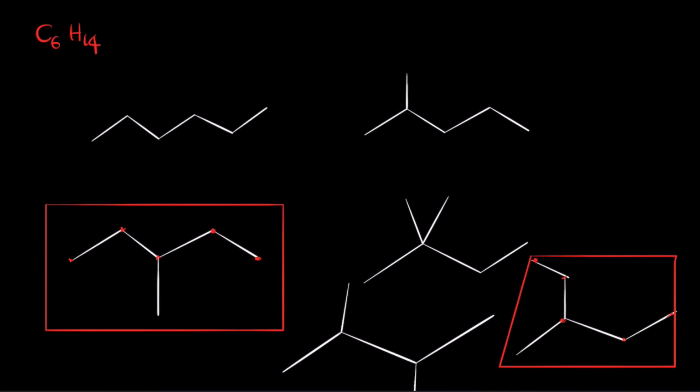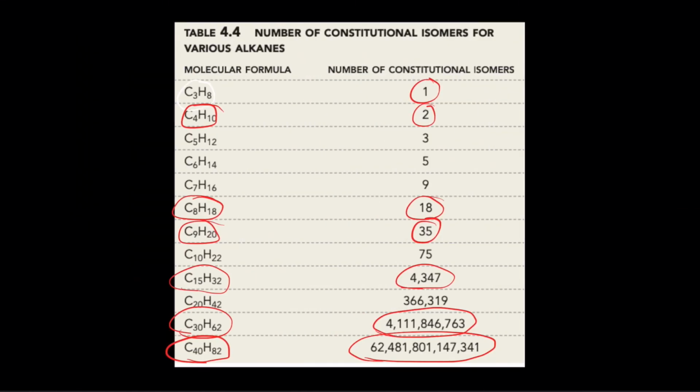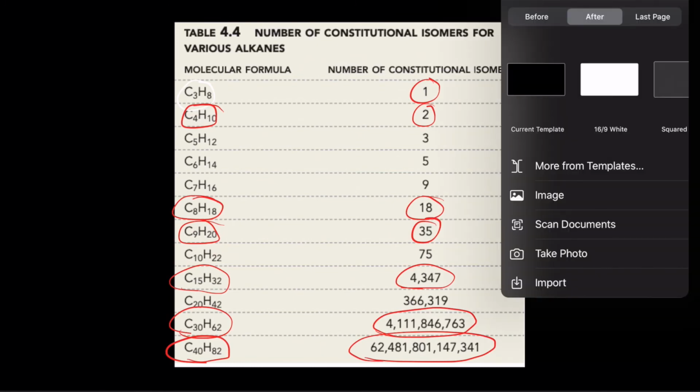One way to avoid them is by naming the structures. If you name the structures and you still get the same name, those are not constitutional isomers. Constitutional isomers are compounds with different IUPAC names. This table gives you a reference of the number of carbons and the number of compounds that you end up with. Let's take a simple example of 2 compounds and see if they are constitutional isomers or not.